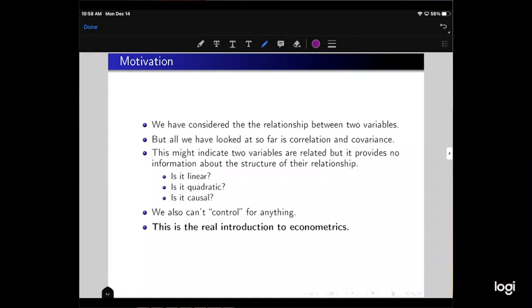We motivated this in the previous lectures with the analysis of education and wages, when we said that maybe ability was influencing education and wages, and that's a variable that's omitted from the analysis. So we want to control for things like ability. And this is what I call the real introduction to econometrics, when we start looking at regression.